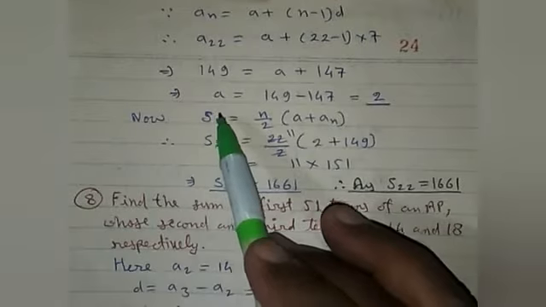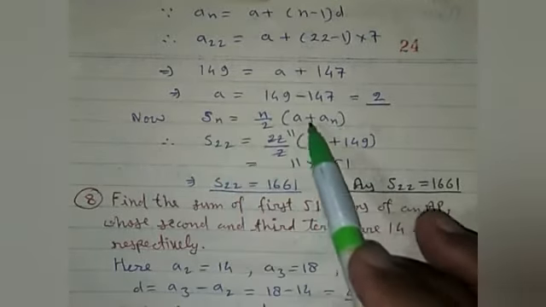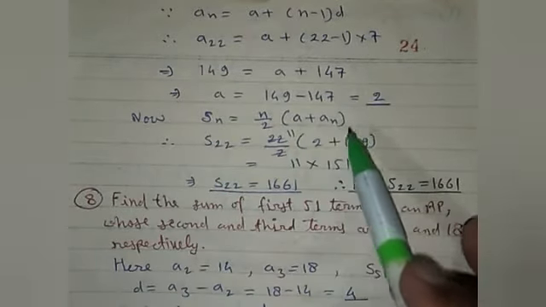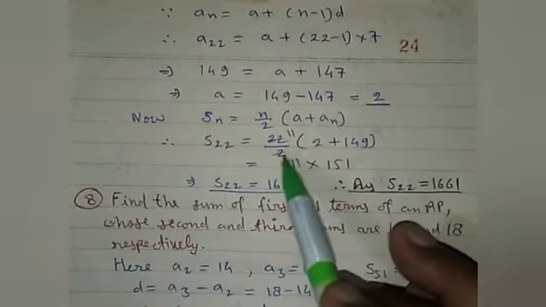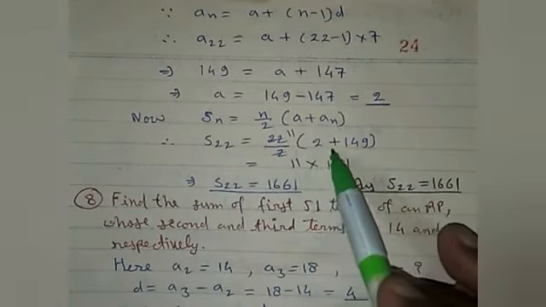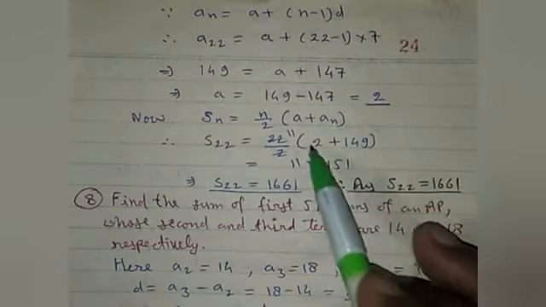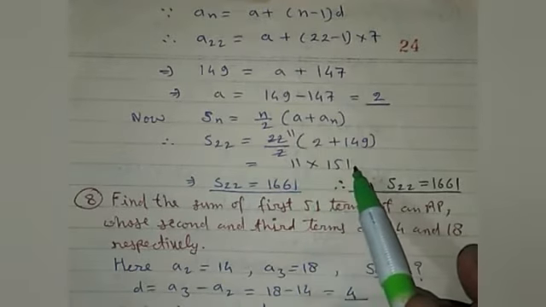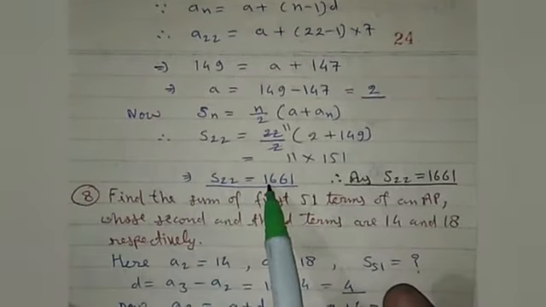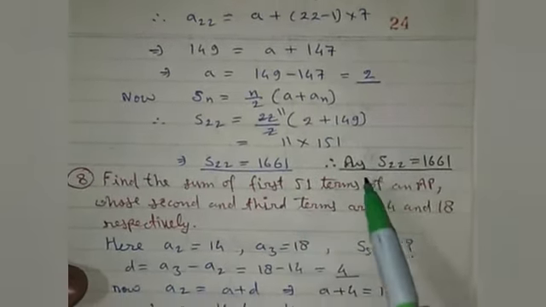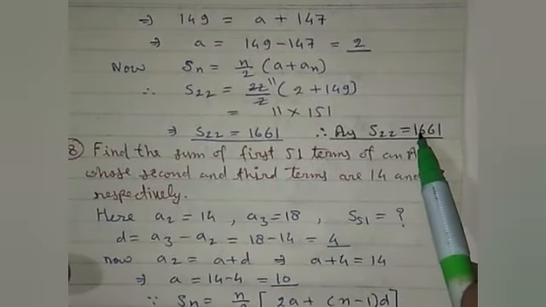Hence now Sn equal to n by 2 into A plus An. Now S22 is equal to 22 divided by 2 into bracket 2 plus 149. So it will give 11 into 151. So S22 is equal to 1661. Hence the S22 equal to 1661 is the answer.